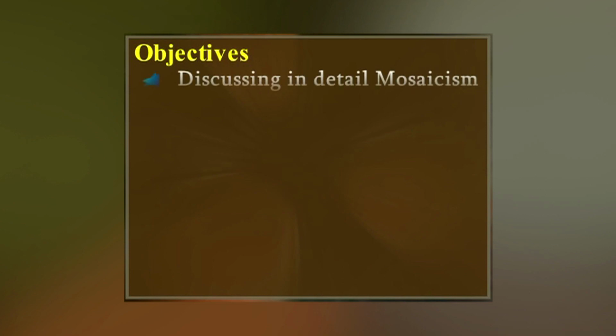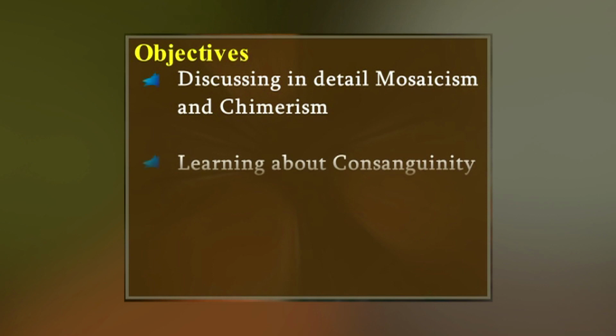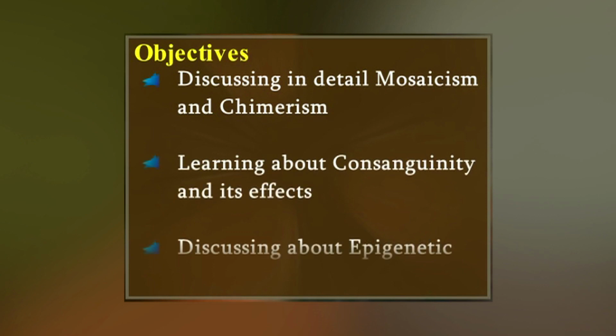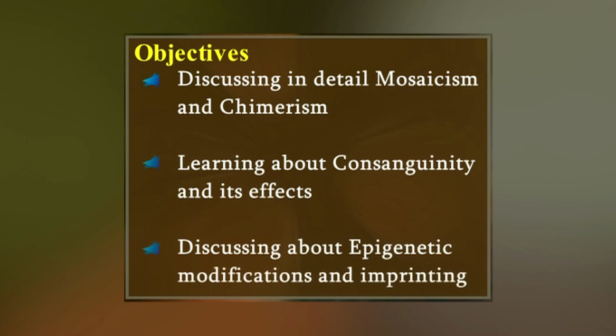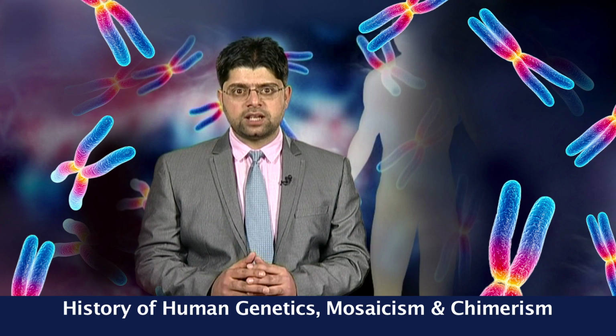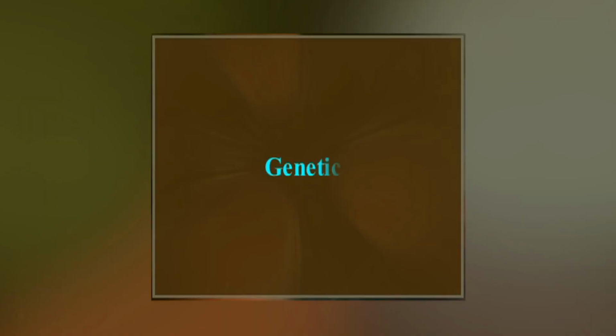Number four, discussing in detail mosaicism and chimerism. Number fifth, we shall be learning about consanguinity and its effects. And finally, we shall be discussing epigenetic modifications and imprinting. Now, we will start with the brief idea about genetics.